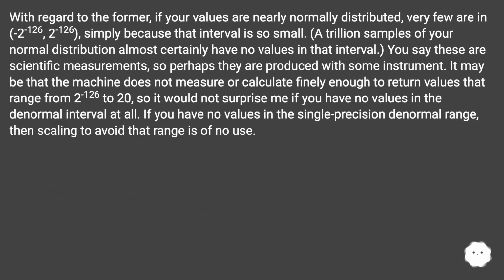With regard to the former, if your values are nearly normally distributed, very few are in (-2^-126, 2^-126), simply because that interval is so small. A trillion samples of your normal distribution almost certainly have no values in that interval. You say these are scientific measurements, so perhaps they are produced with some instrument. It may be that the machine does not measure or calculate finely enough to return values that range from 2^-126 to 2^0, so it would not surprise me if you have no values in the denormal interval at all. If you have no values in the single precision denormal range, then scaling to avoid that range is of no use.